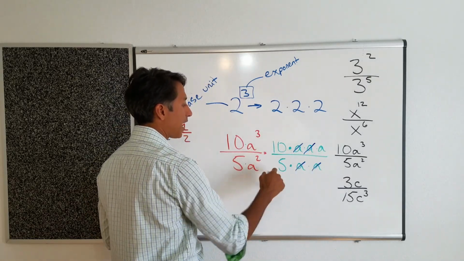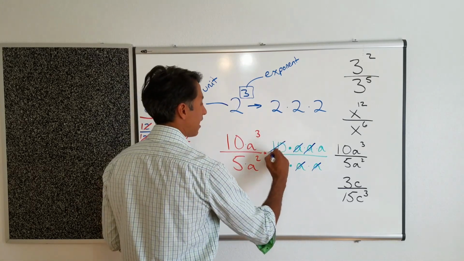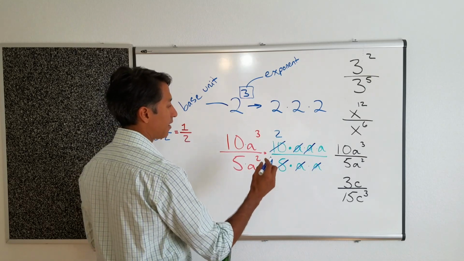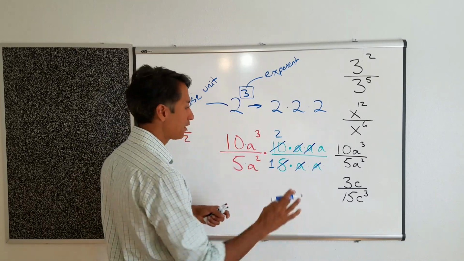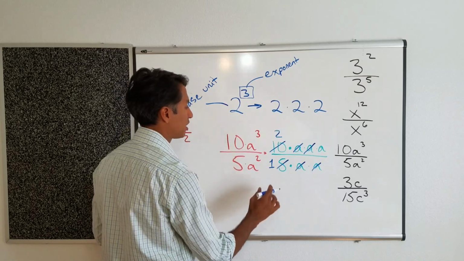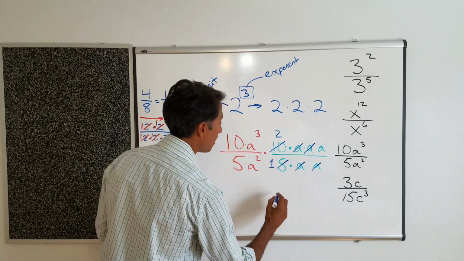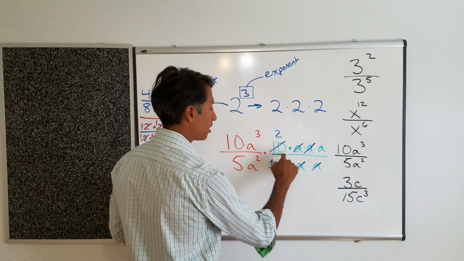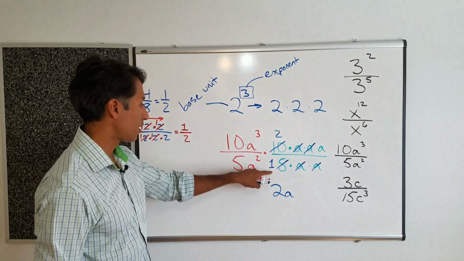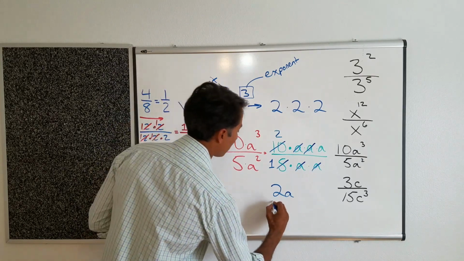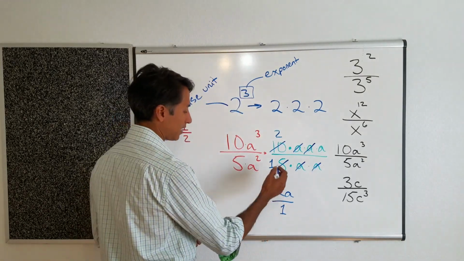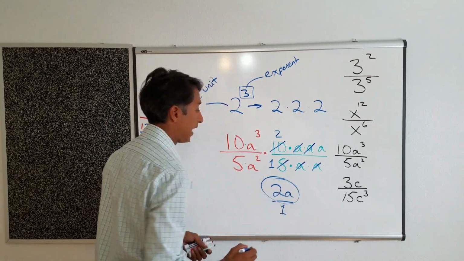The fraction I can reduce. I can make that a 2 over 1. And when you're done or you have nothing left, multiply it all back out and come up with a final answer for your expression, right? This is not an equation because there's no equal sign. 2 times a is 2a. What's on the bottom? Just a 1. So, I could write it over 1, but I don't think it's really necessary. You could just leave it as 2a.